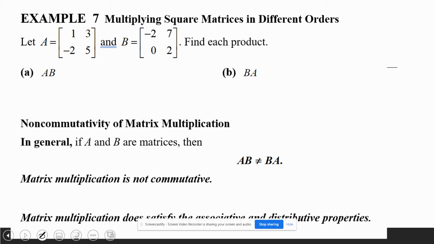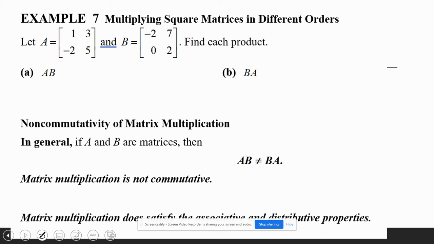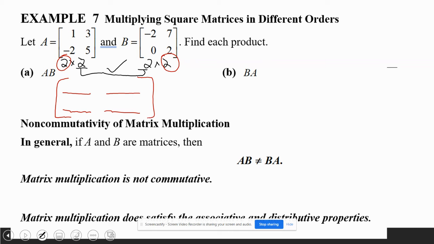So we're going to start by hand learning how to multiply these matrices. So we're starting with A times B. A is a 2 by 2, B is a 2 by 2. First question is, do our inside dimensions match? Yes. So the answer is going to be the outside dimensions from left to right, which is a 2 by 2.